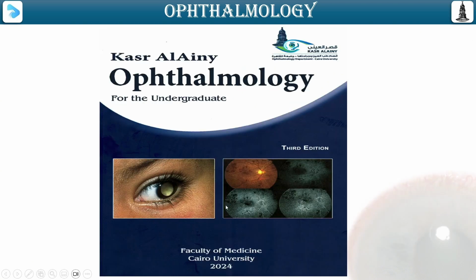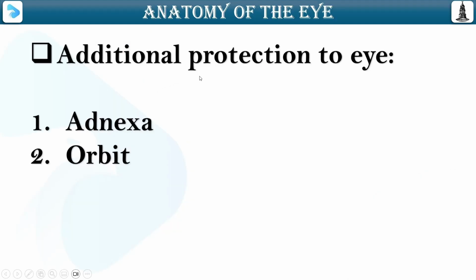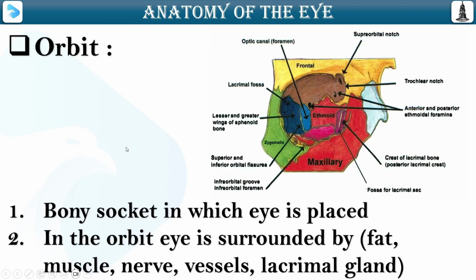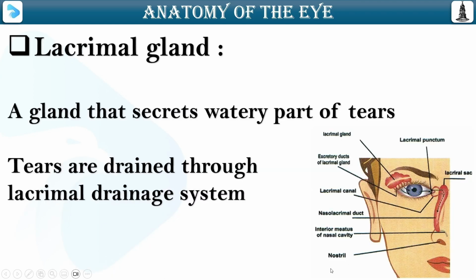Okay, let's read this last part from the book. As we said, there is additional protection to the eye: the adnexa and the orbit. The orbit is a bony socket in which the eye is placed. In the orbit, the eye is surrounded by fat, muscles, nerves, vessels, and the lacrimal glands. The lacrimal gland is a gland that secretes the watery part of tears.